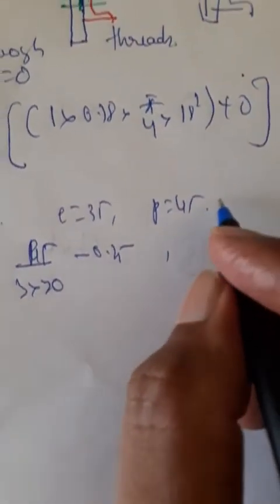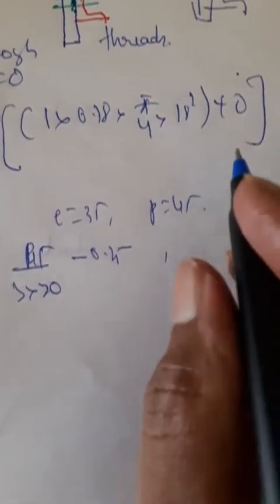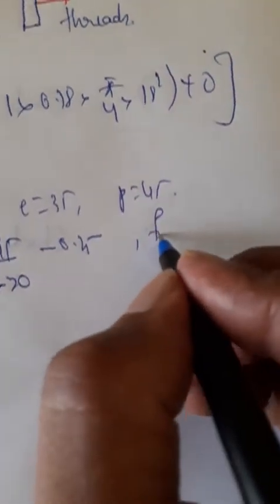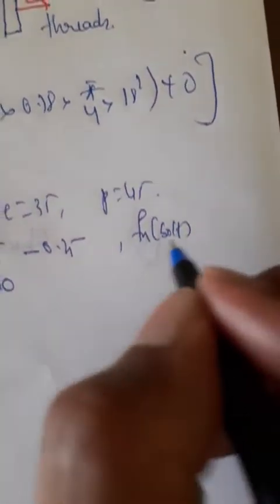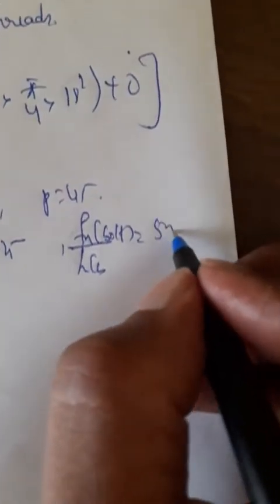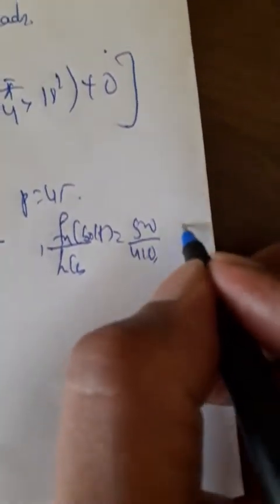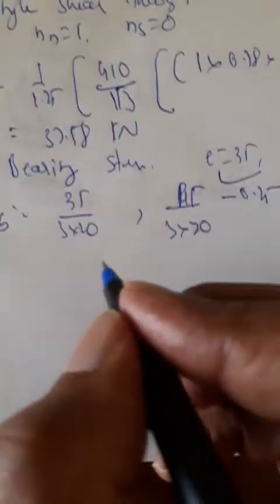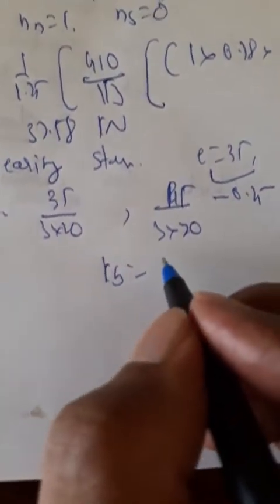Third value: Fu for bolt divided by Fu for plate, and that is nothing but 500 divided by 410. Fourth value is 1.0. So this gives me the least value, KB, equal to 0.5.